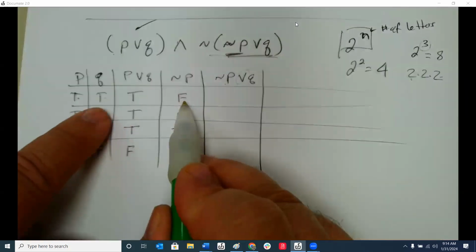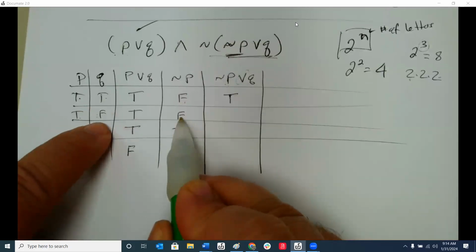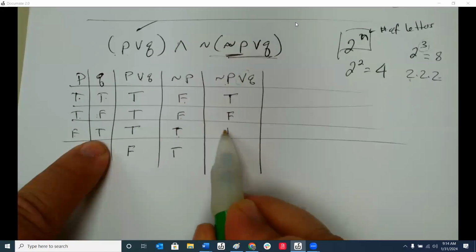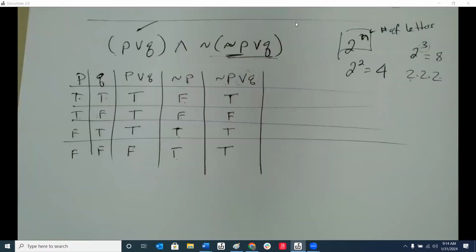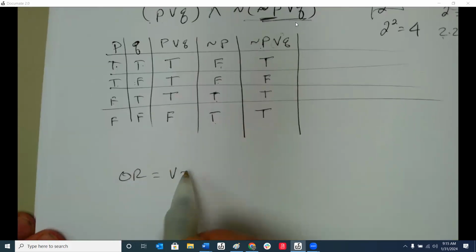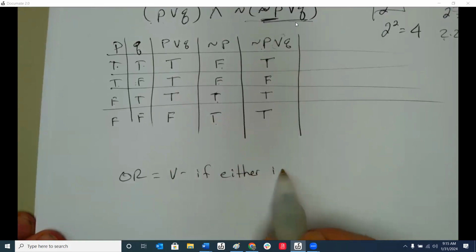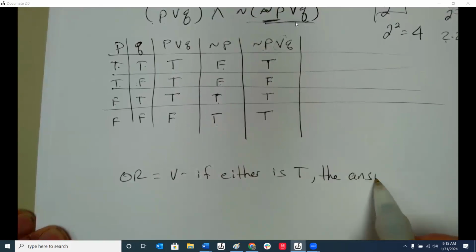So false or true, false or false, true or true, true or false, true. The or, in other words, if either of them is true, the answer is true.